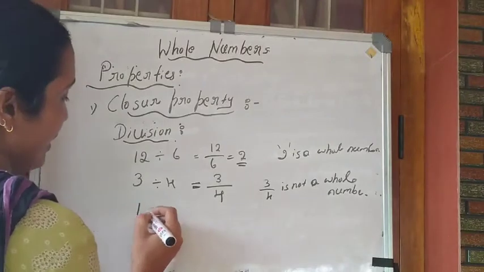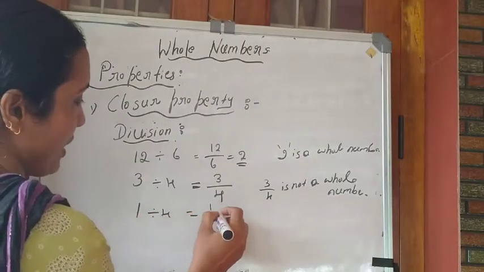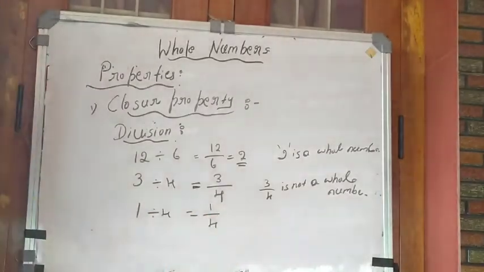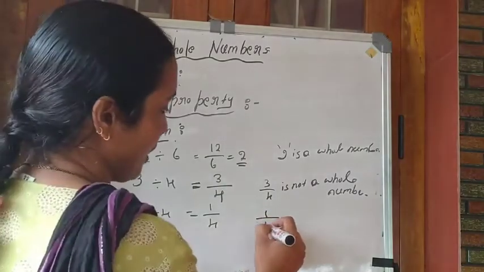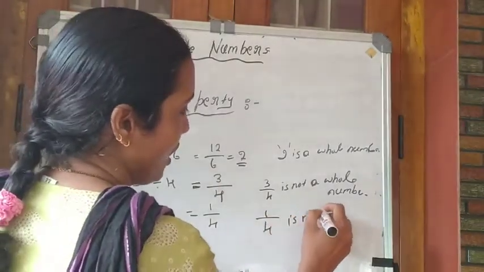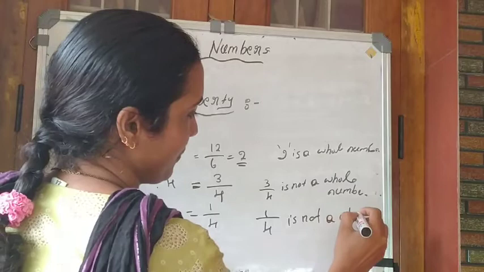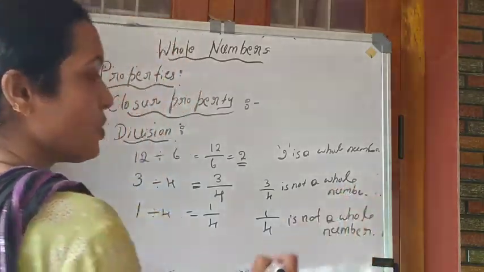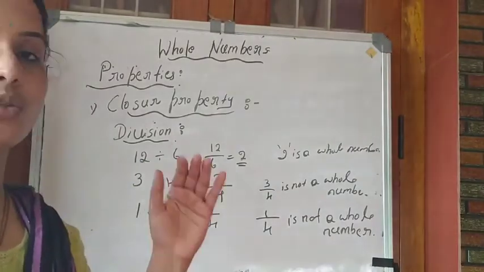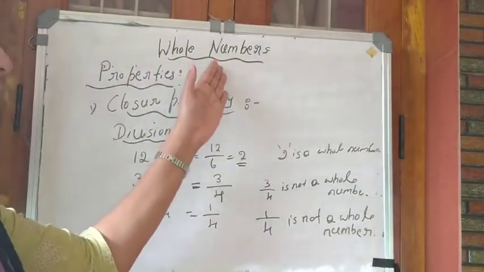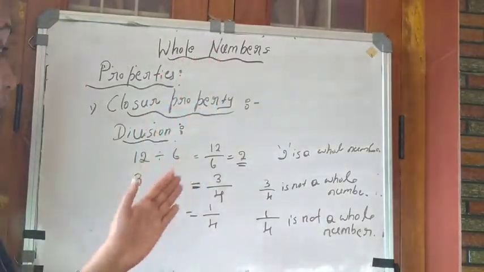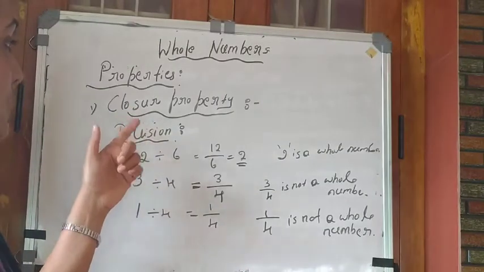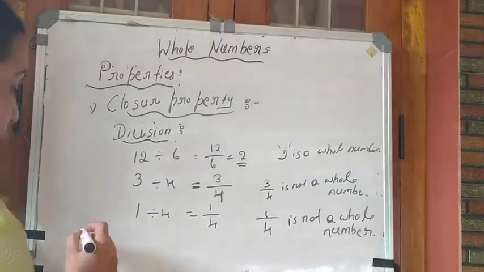Okay. 1 divided by 4 means 1 by 4. This is also not a whole number. 1 by 4 is not a whole number. So the conclusion is whole number is not closed under division.